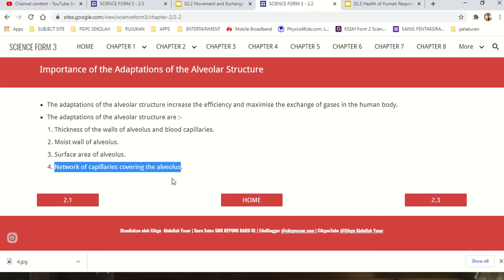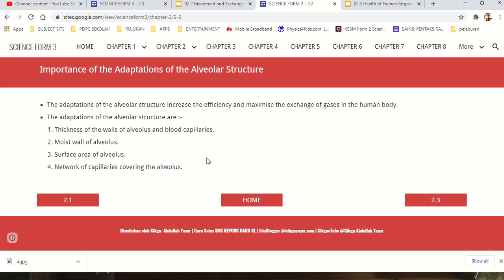And then so that ni ada 4 saja. Actually we need a rich blood supply. So kita kena ada banyak network jugalah. Of course kita kena ada banyak network. And then kita kena ada permeable wall. Means that the wall of alveolus and blood capillaries are permeable, which allow for diffusion of gases to occur.